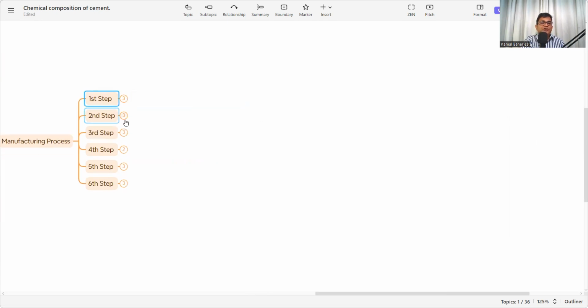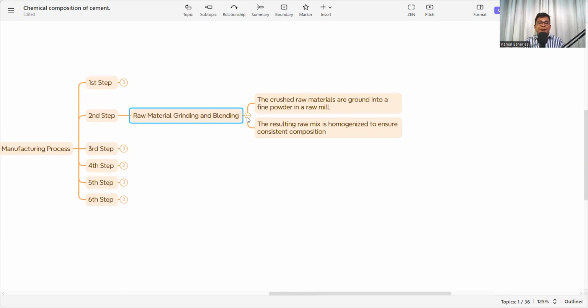Now, the next step is raw material grinding and blending. The crushed raw materials are ground into a fine powder in a raw mill. The resulting raw mix is homogenized to ensure consistent composition. What is the composition? There are different compositions, and according to that, different types of cement are produced. So according to that composition, we need to place all the raw material when we are making a fine powder in a raw mill.